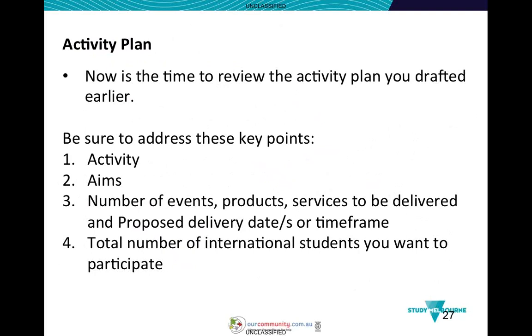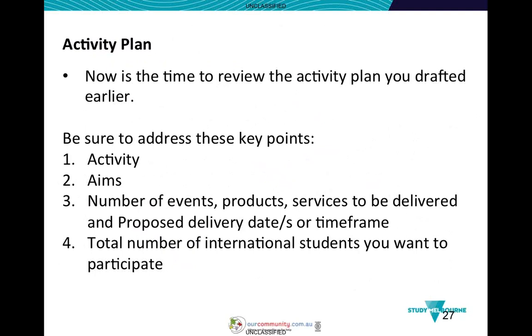What are the number of events, products, services that you're actually going to deliver? And tell us what a proposed delivery date or time frame is. And the last column asks you, what is the total number of international students you want to participate? And the activity plan is a key requirement of delivering your activity and a key requirement of the application for both categories.